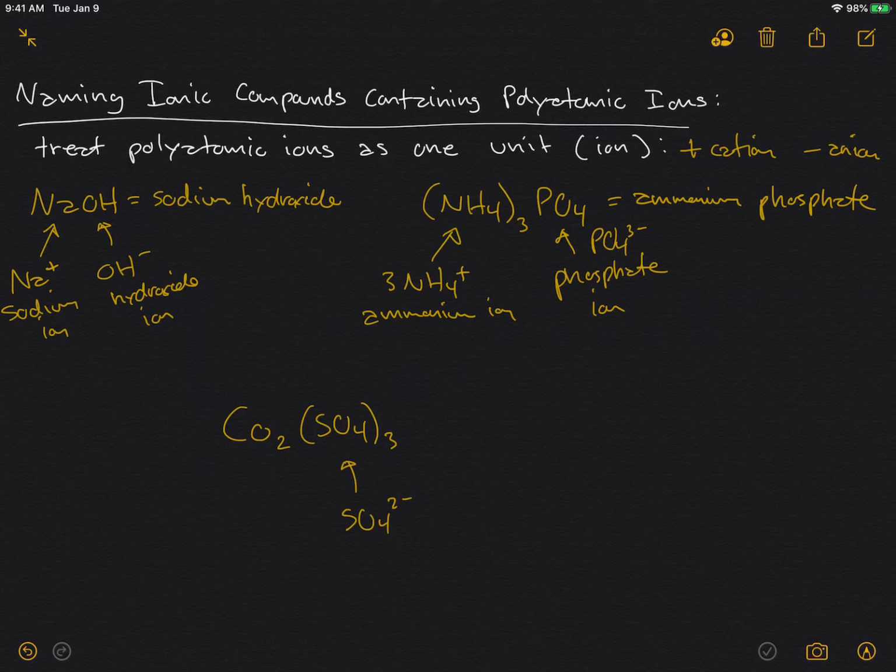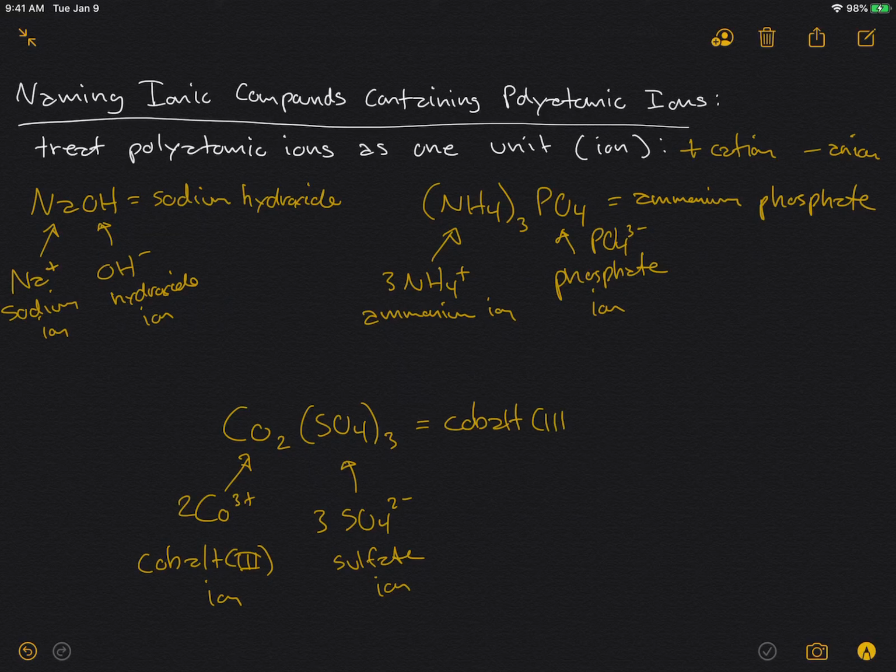So this is sulfate, which has a 2- charge. There are 3 of those, so that's 6-. 2 cobalts, there's no overall charge on this compound, so this must be cobalt 3+. So we've got 2 3+ and 3 2- charges. So this is the cobalt 3 ion. This is the sulfate anion. And so we just put the names together. This is cobalt(III) sulfate.